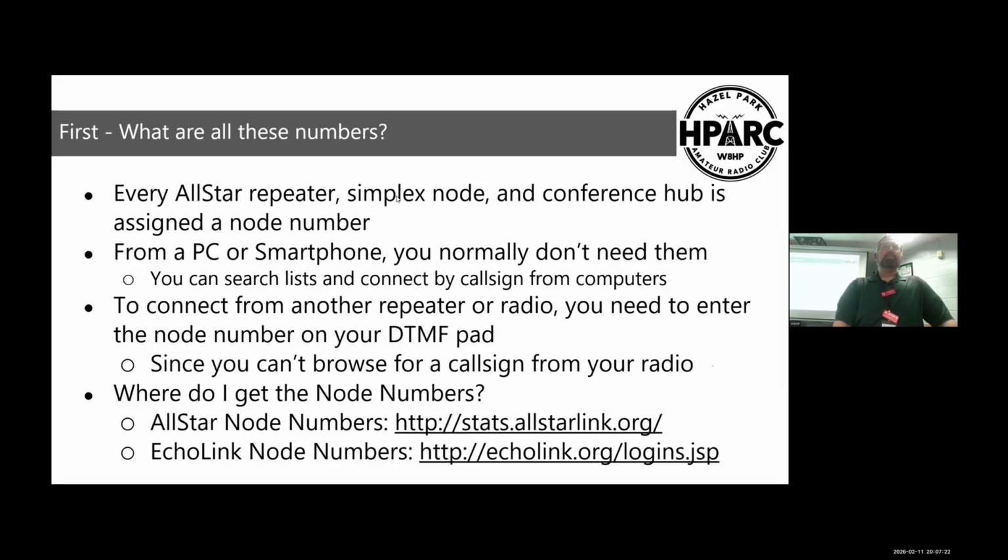So if you go to allstarlink.org, they'll have a list of all the node numbers. Echolink has its node numbers available on Echolink. And there is a way to call an Echolink node from an Allstar node. So if you wanted to connect directly to an Echolink node, you'd have to dial it a little bit differently. But again, it's kind of analogous to an area code for a phone number.